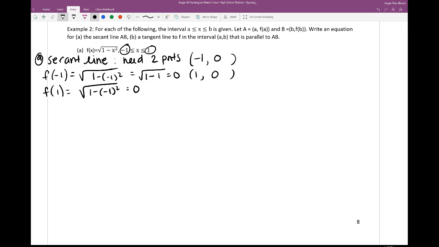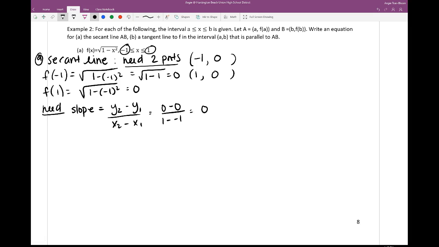You need 2 points. You also need a slope, okay? What's the slope? y2 minus y1 over x2 minus x1. I have 2 points, so I'm just going to use that. So 0 minus 0 all over x2 is 1, x1 is -1, so 1 minus -1. But that doesn't really matter because 0 divided by anything is 0. So now you have the slope is 0 and the 2 points.